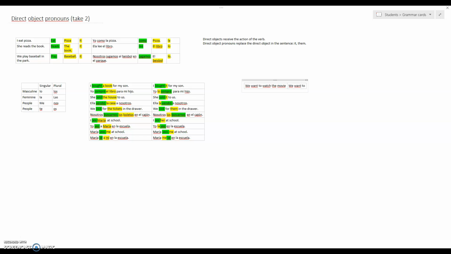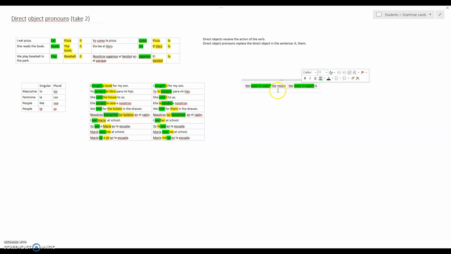We want to watch it. Okay, so let's do the same thing that we did earlier. We want to watch. All right, it's kind of a compound verb there. So we're going to say green for the compound verb. We do the same thing here. Green for the compound verb.